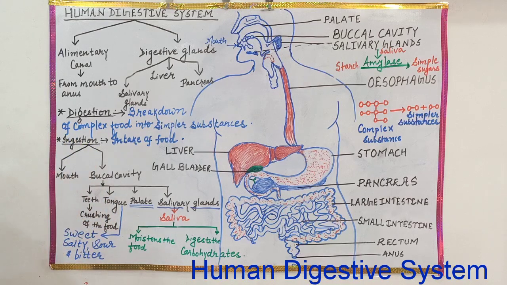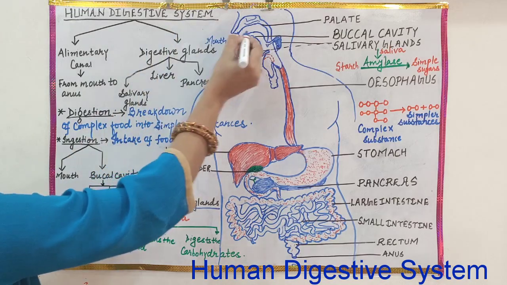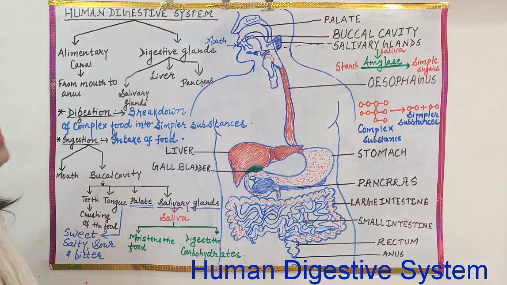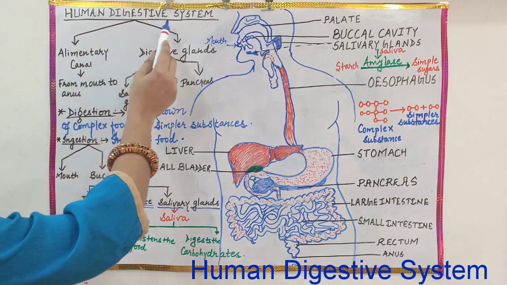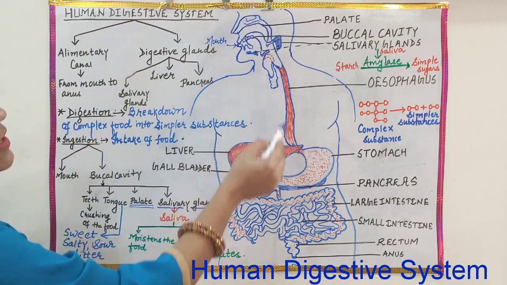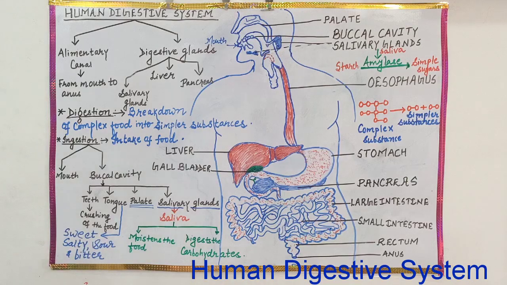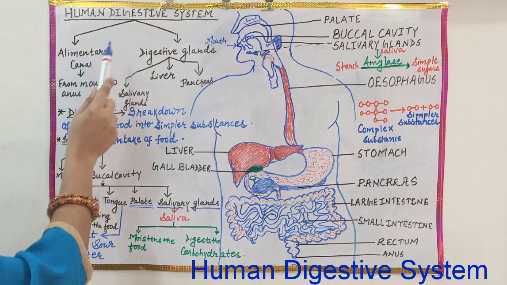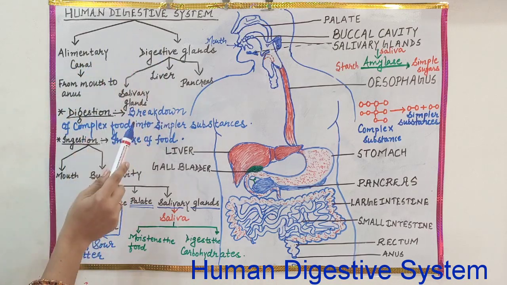So for digestion to happen we need a system. What is a system? If we talk about our body, a system is a group of organs which help us to carry out a specific function. So the digestive system is a group of organs which help us to carry out digestion, and the digestive system can be divided into two parts. The first part is the alimentary canal and the other part is the digestive glands.